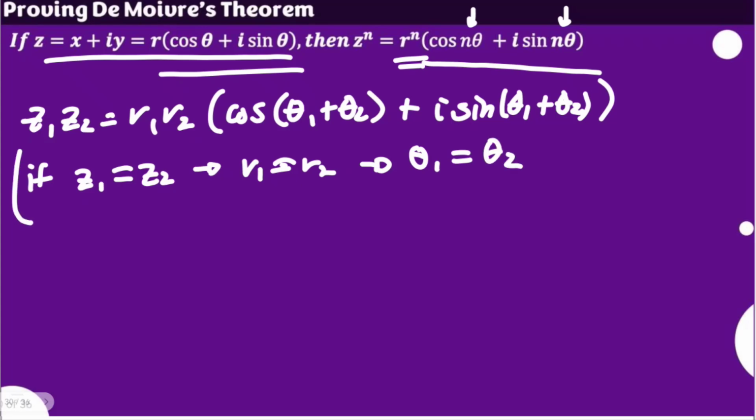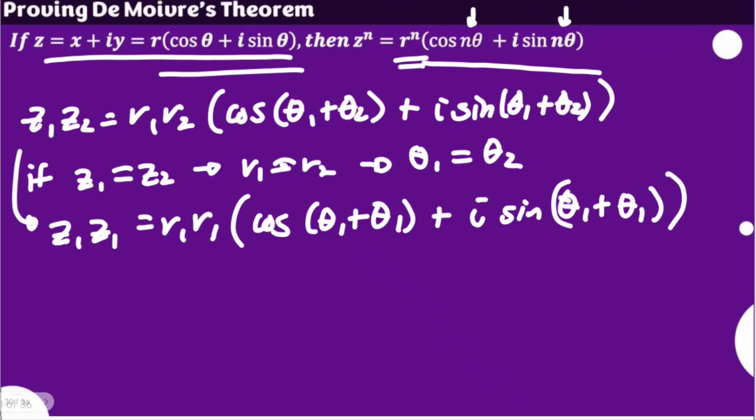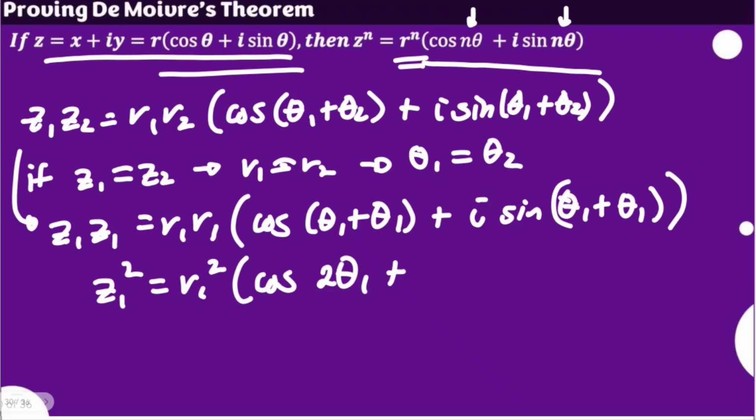In short, what will happen here is that z sub 1 times z sub 1 is equal to r sub 1 times cosine of theta sub 1 plus theta sub 1 plus i sine of theta sub 1 plus theta sub 1 as well. So that would mean the square of z sub 1 is equal to the square of r sub 1, times cosine of twice theta sub 1 plus i sine of twice theta sub 1 as well.